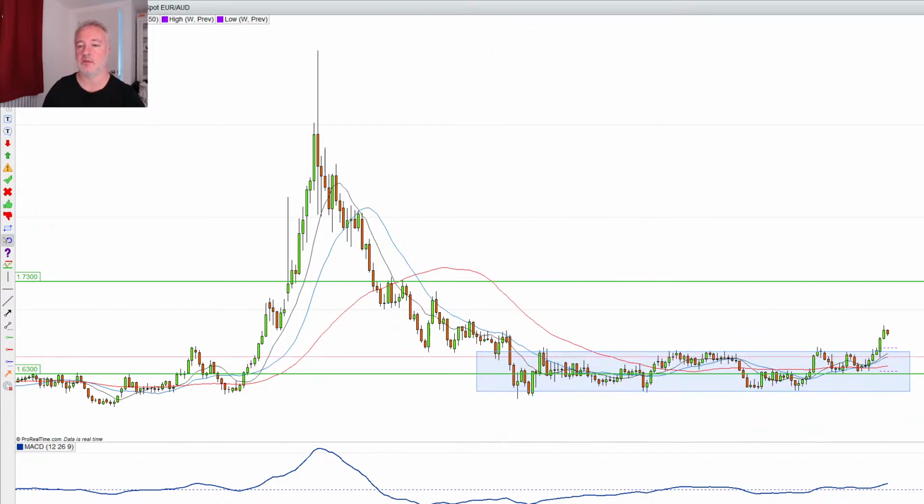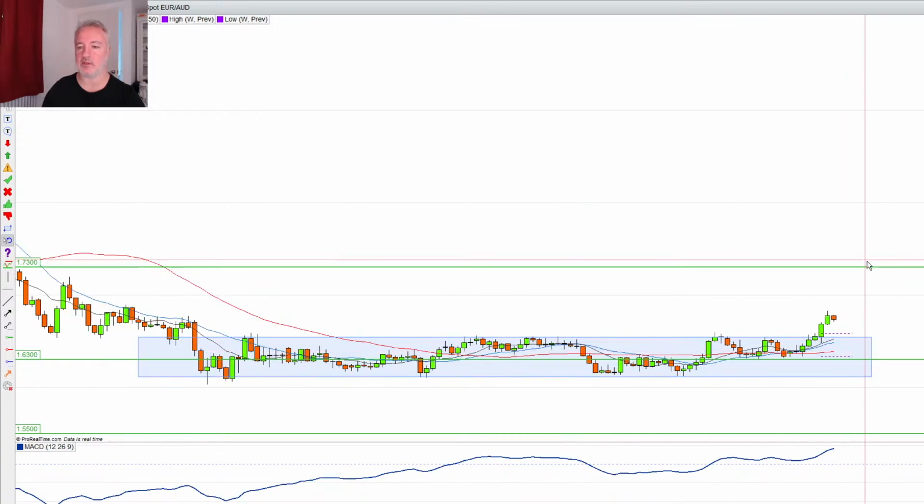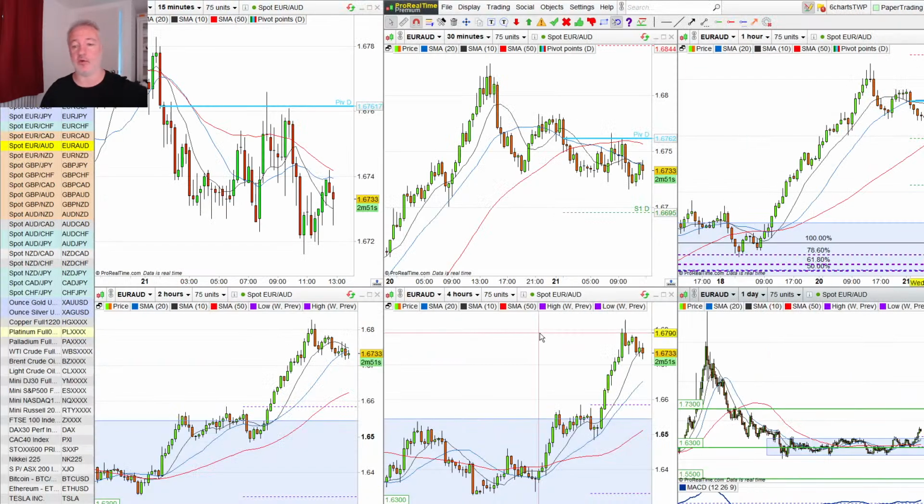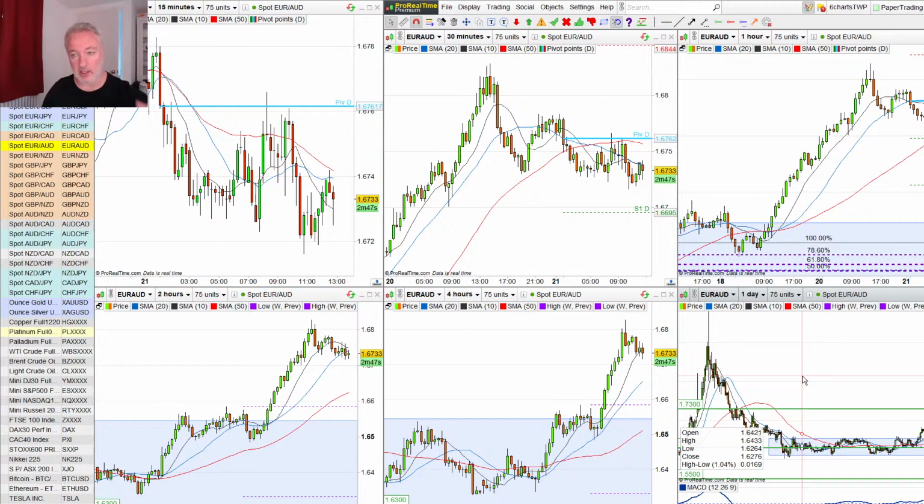Here's your range. It's broken. Ideally, a retest of this and a continuation would be great. I spoke, and all of you will know this, two months ago about Pound Aussie going long, and then it kind of did, and then it failed, then it went low, then it immediately came back up. We'll have a look at that in a moment.